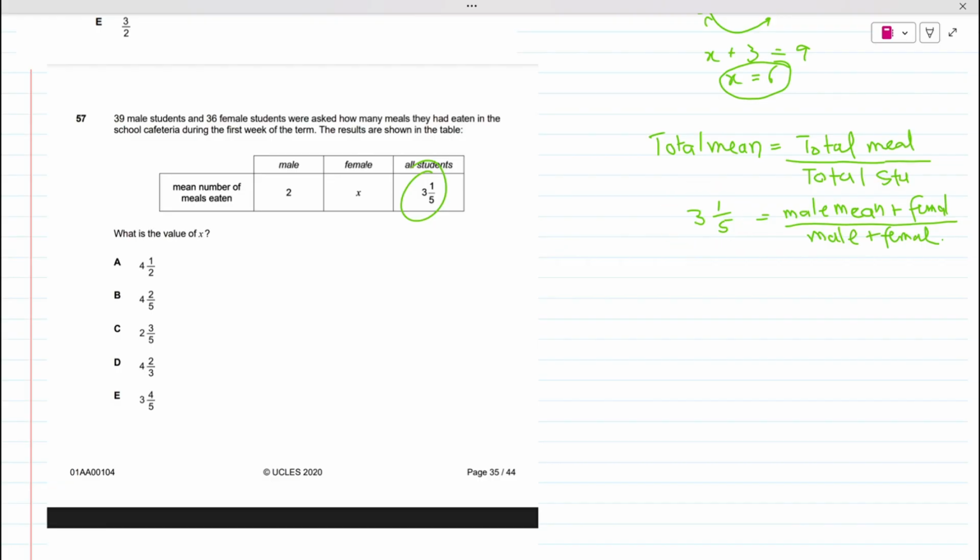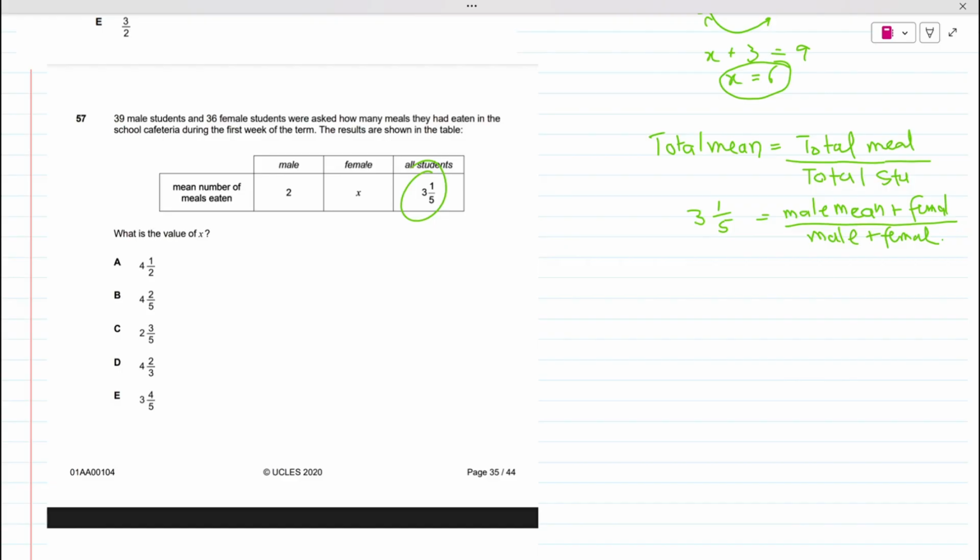Now this whole can be written as 5 into 3, 15, and 15 plus 1 is 16, right? So 16 upon 5 equals male mean is 2, right? So 2 plus female mean is what? Female mean is x, right? So this formula, I would suppose we can use it later on.